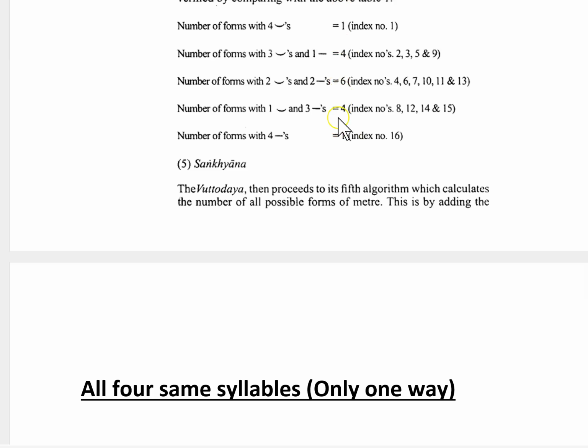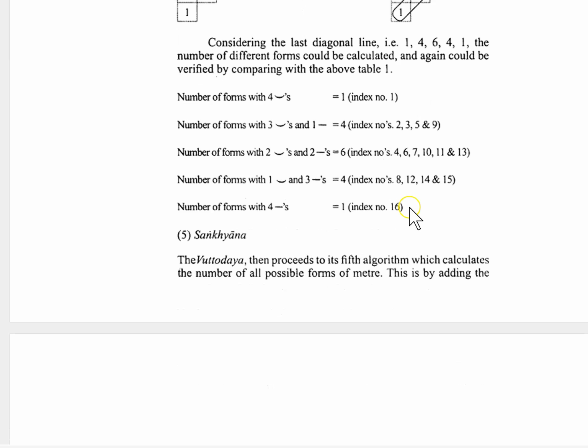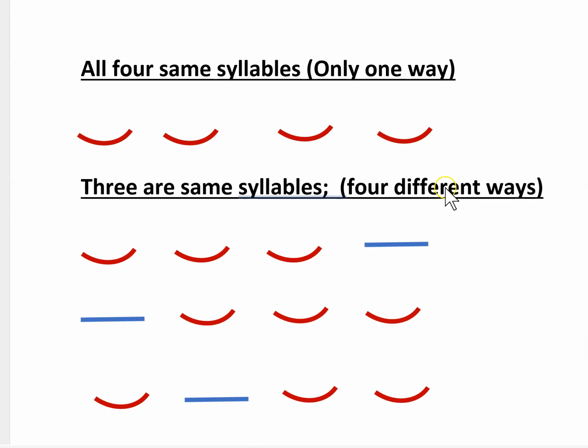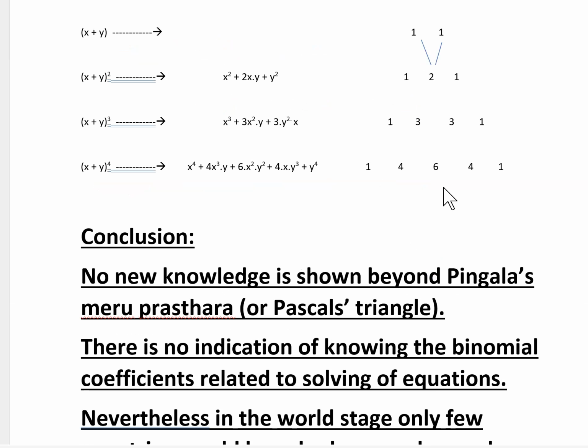Now if you look at these numbers here, 1, 4, 6, 4, 1, that's basically Pingala's Meru Prastara or Pascal's triangle, remember? If 1 location is 1 and 1, the second is 1, 2, 1, the third 1, 3, 3, 1, and for 4 it is 1, 4, 6, 4, 1, and that's what you're going to get here. So this is Pascal's triangle or Meru Prastara that they obtained from Pingala. This is not new to the Indians.